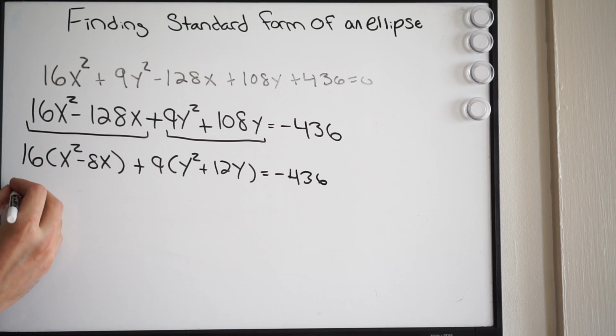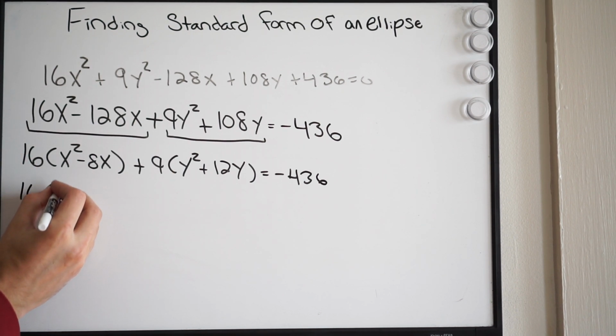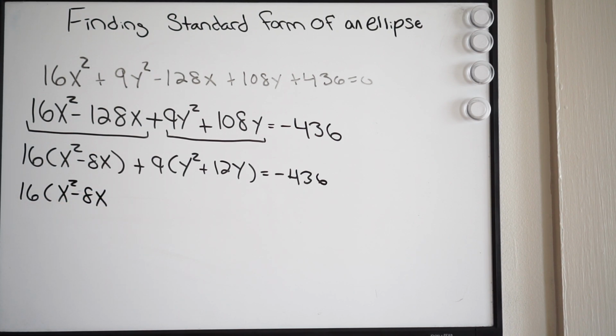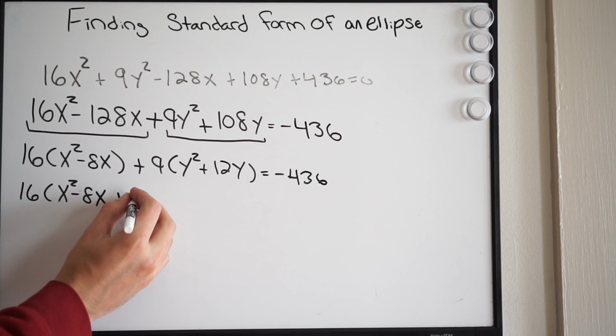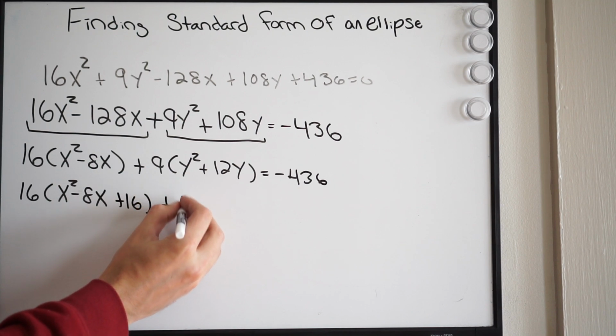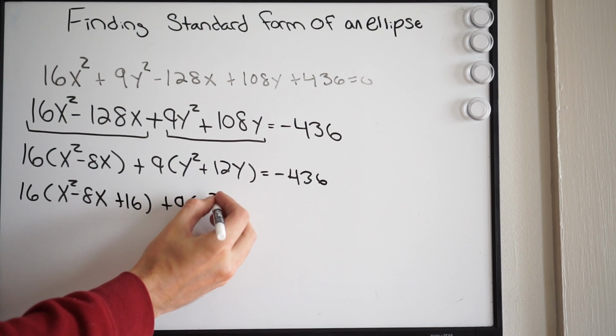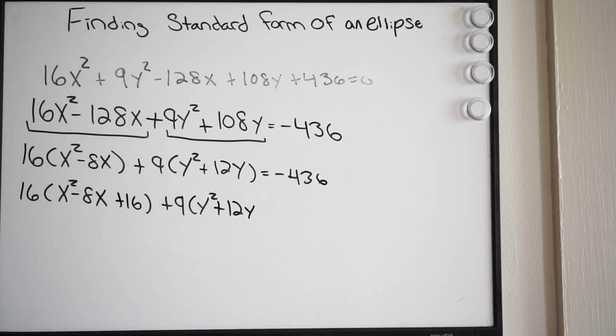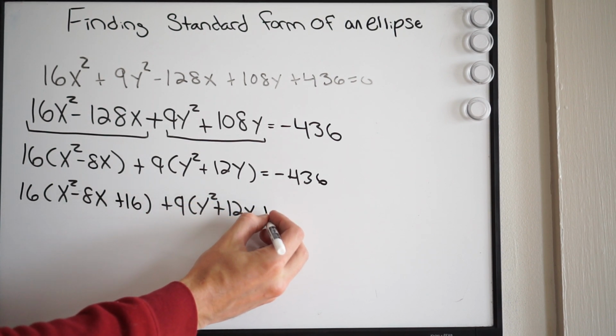So we'll have 16 times x squared minus 8x. Now my b value here is going to be 8, so 8 divided by 2 is going to be 4. 4 squared is 16, plus 16. Okay, right here we have y squared plus 12y. Again, my b value here is going to be 12. 12 divided by 2 is 6. 6 squared is 36.